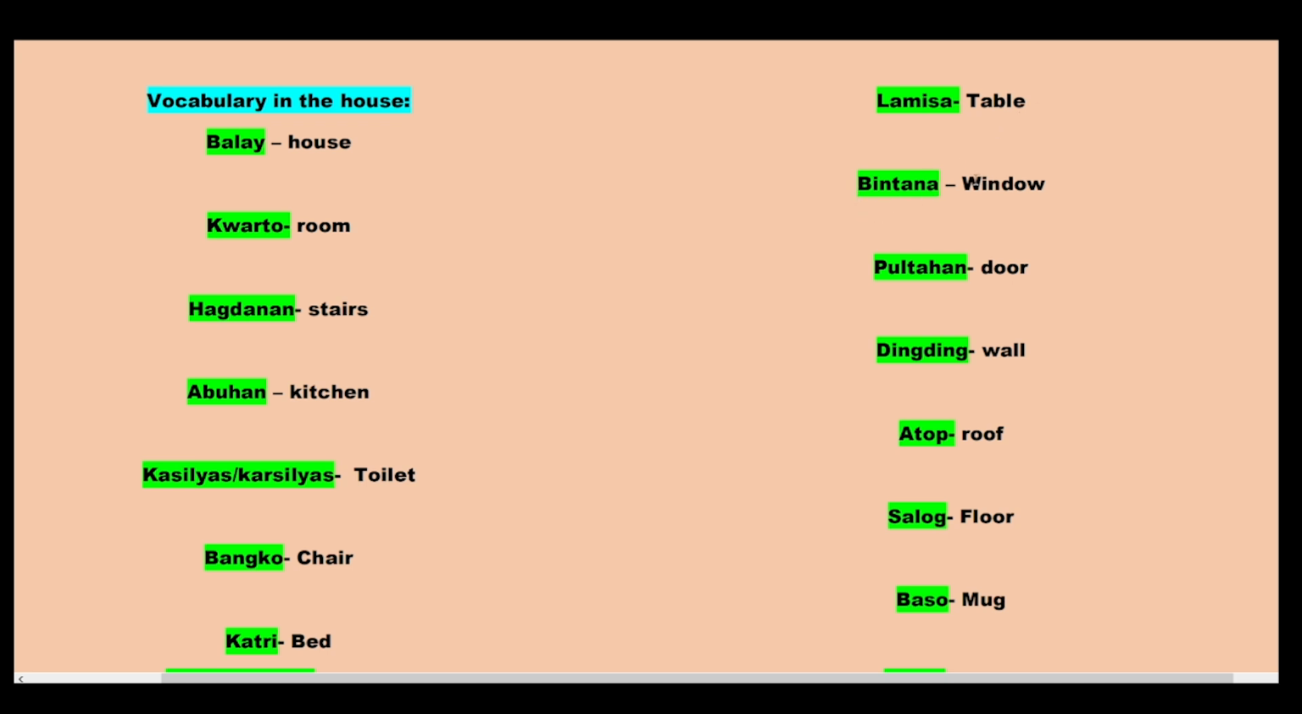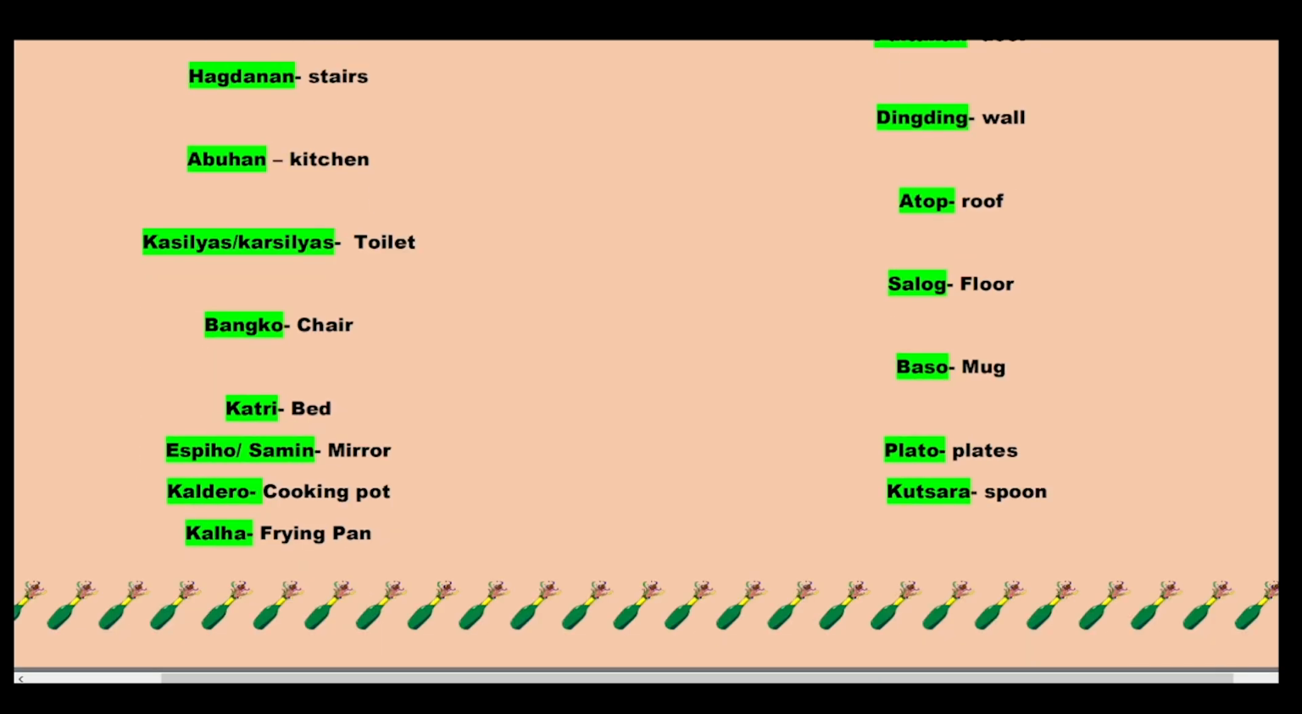Bintana, window. Pultahan, door. Dingding, wall. Atop, roof. Salog, floor. Baso, mug or glass. Next, espiho, sa amin. Espiho, that is mirror. Naa kay espiho diha? Do you have any mirror? Espiho, mirror.